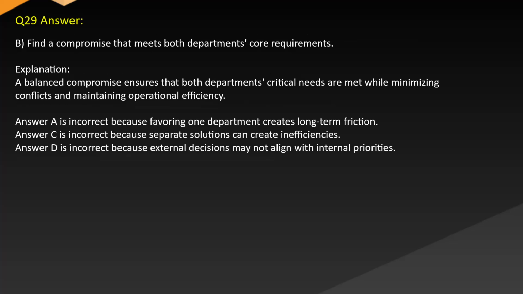Answer B. Find a compromise that meets both departments' core requirements. Explanation: a balanced compromise ensures that both departments' critical needs are met while minimizing conflicts and maintaining operational efficiency. Answer A is incorrect because favoring one department creates long-term friction. Answer C is incorrect because separate solutions can create inefficiencies. Answer D is incorrect because external decisions may not align with internal priorities.